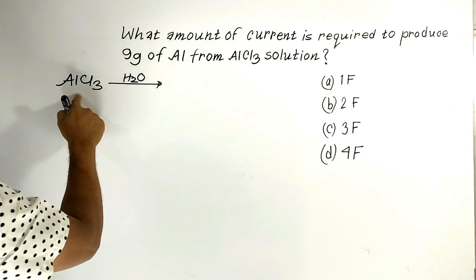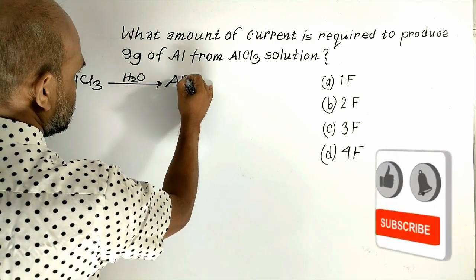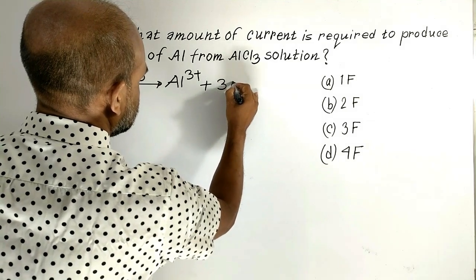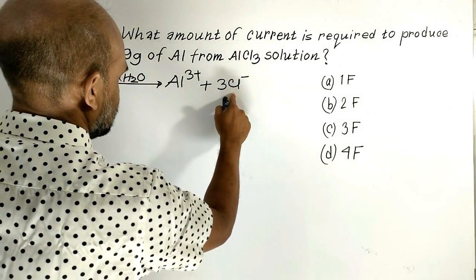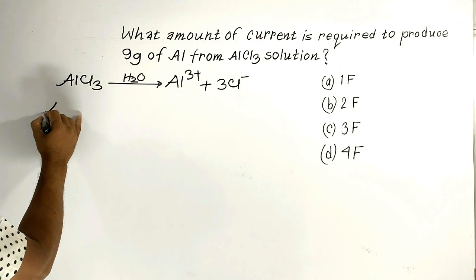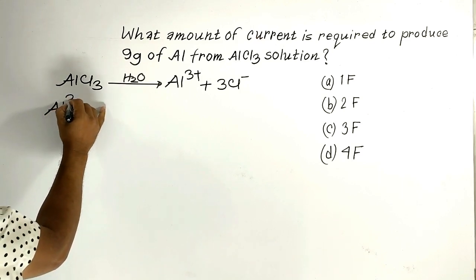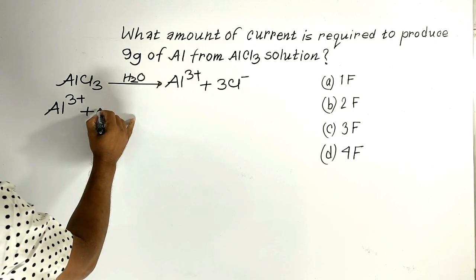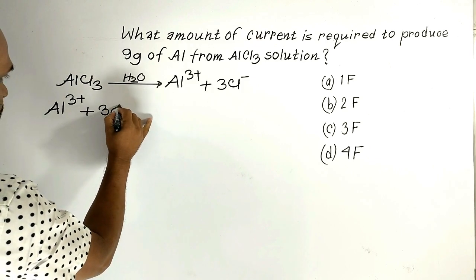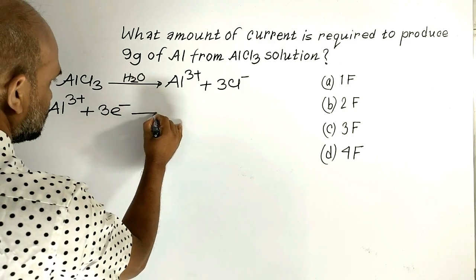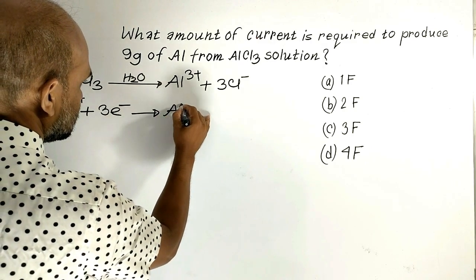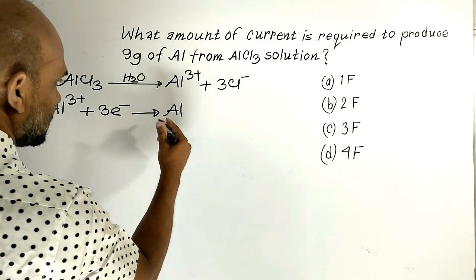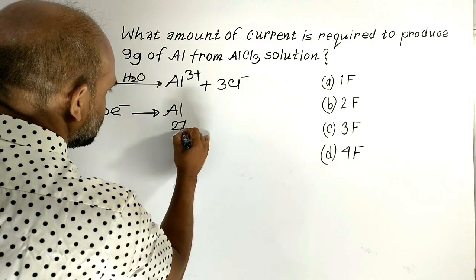Ionization of aluminum chloride: aluminium 3 plus ion plus 3 chloride ions. From this reaction we see that aluminium 3 plus ion receives 3 moles of electrons to produce aluminium. Here, gram atomic mass of aluminium is 27 gram.